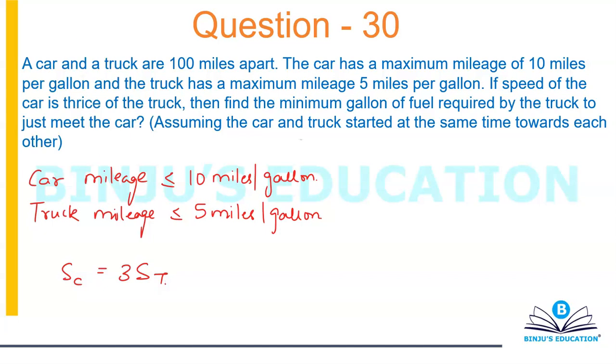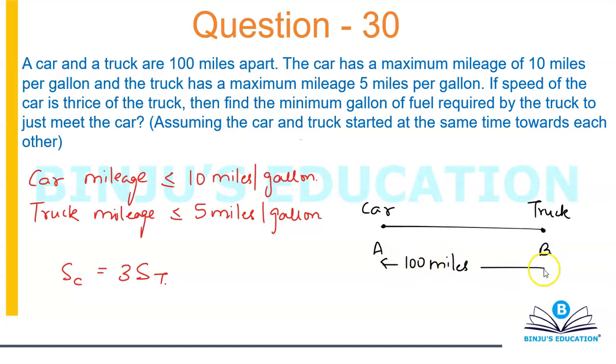So what would be the scenario? Let's understand. Let's say the car is at this point. Let's call this point A. And the truck is at this point. Let's call this point B. And the 2 points are 100 miles apart. The car is going to start from point A, the truck from point B. They're moving towards each other, and we need to figure out the minimum requirement of fuel for the truck.